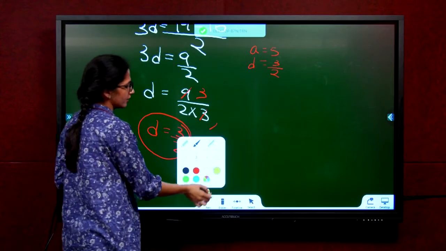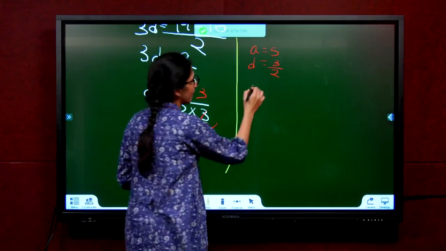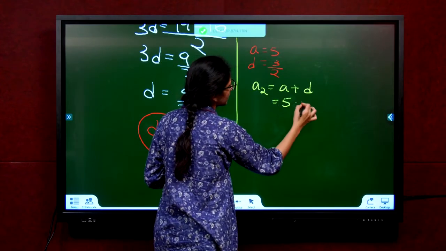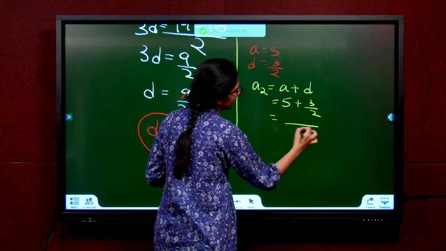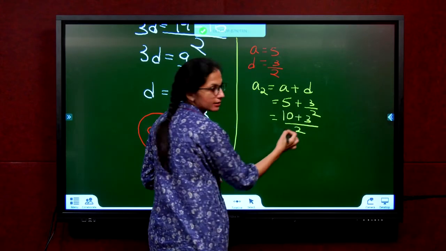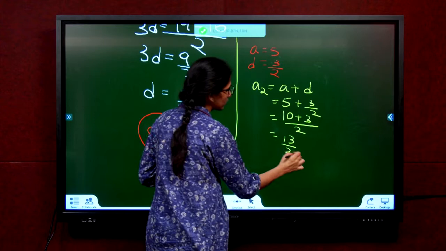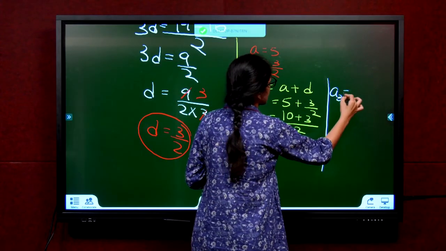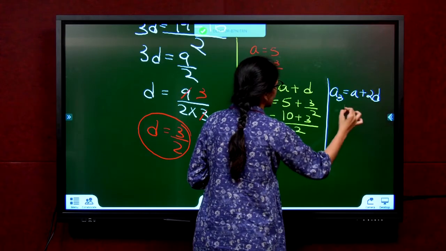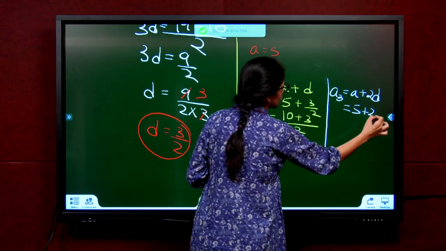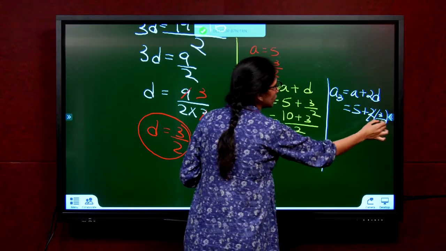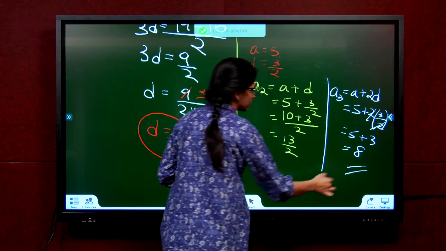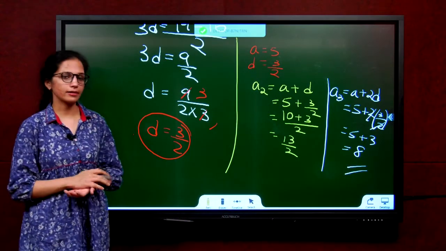Now let us find A2 and A3. A2 is A plus D. 5 plus 3 by 2, take LCM, 10 plus 3, 13 by 2. Next, A3, do it here only. A plus 2D, what is A? 5 plus 2 into 3 by 2, 2 cancels, 5 plus 3, 8. So 13 by 2 and 8.